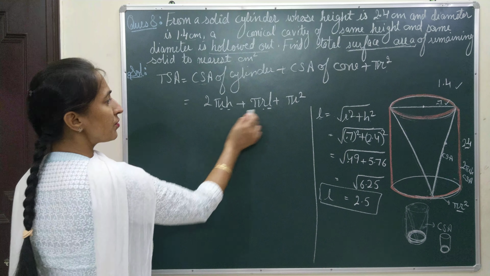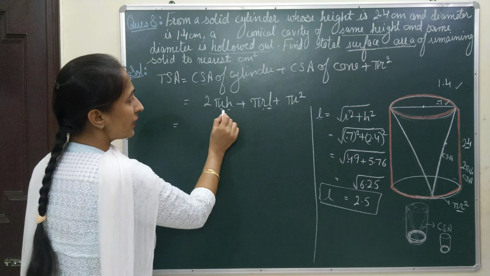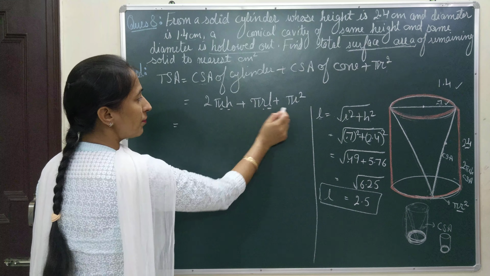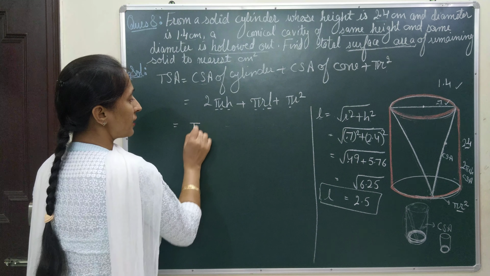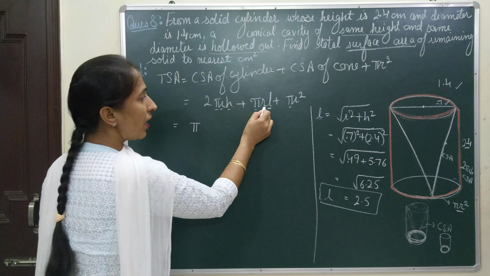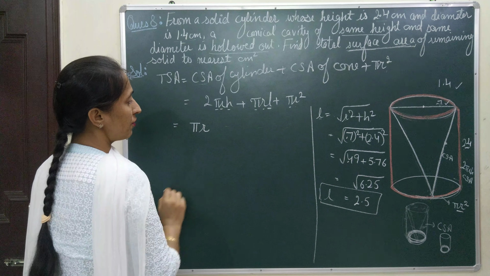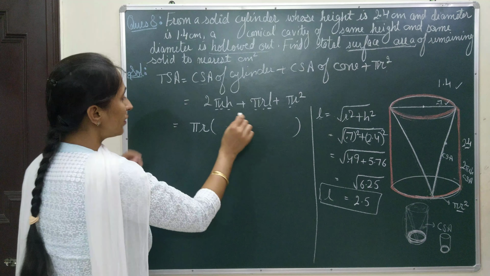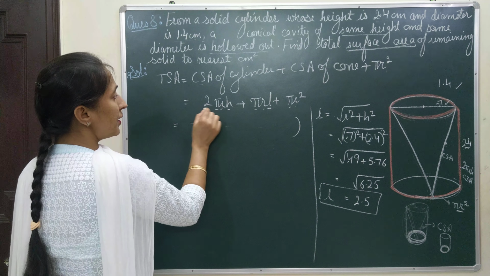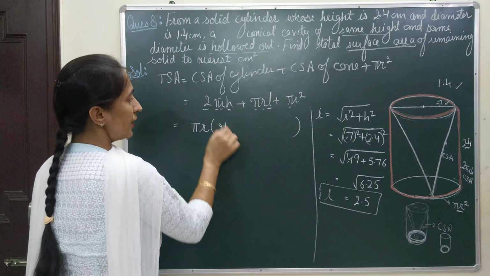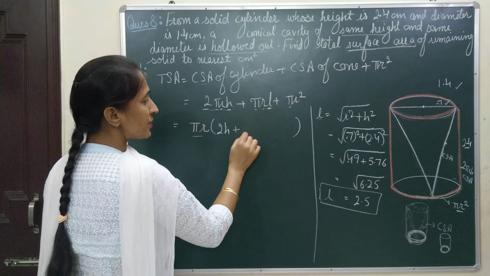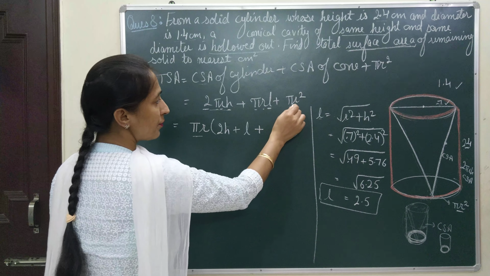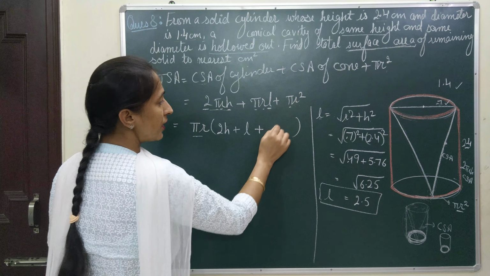Now you can replace your values here. But before that, is there something that I can take common? I have pi in all the parts, so I can take pi out. I have r in all the parts, so I can take r also out. Nothing else is common in all the parts. So what is remaining? It is 2 and h in the first part. Next is pi and rl out, so what is remaining? L is remaining. Here pi and r are out, so 1 r is remaining.